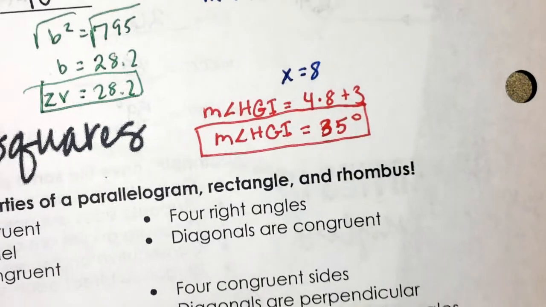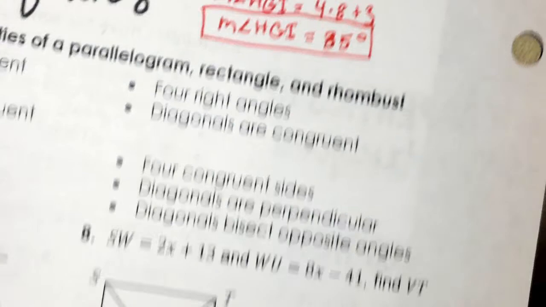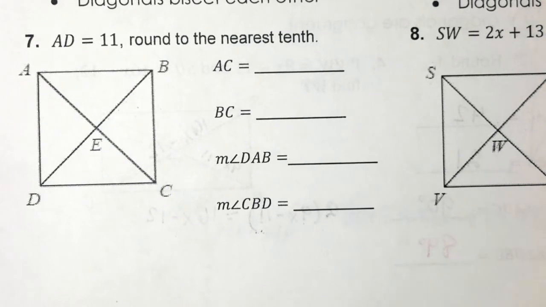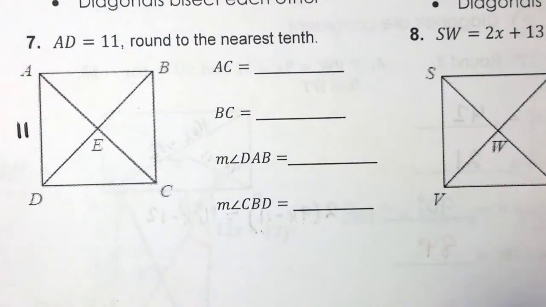Alright, slide on. Let's do the squares and be done. Squares have all the properties. Number 7 says AD equals 11, and then round to the nearest tenth. They only give you one piece of information. They do that on purpose because it's a square. A lot of stuff you should be able to assume and know already, just knowing that it's a square.